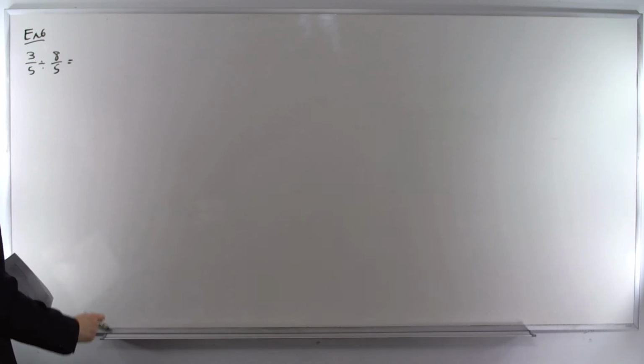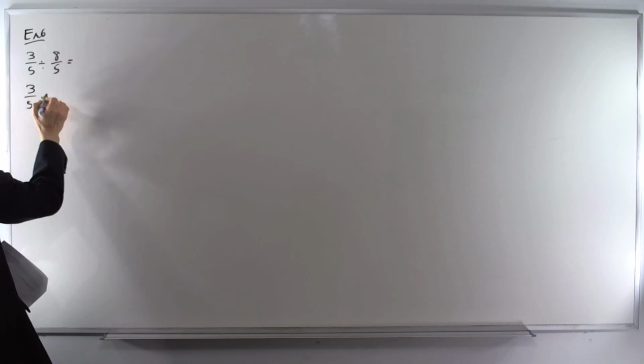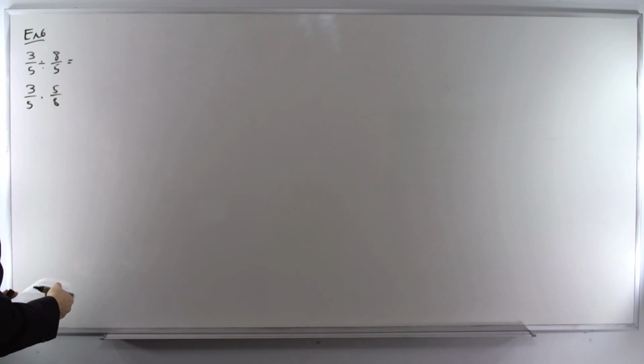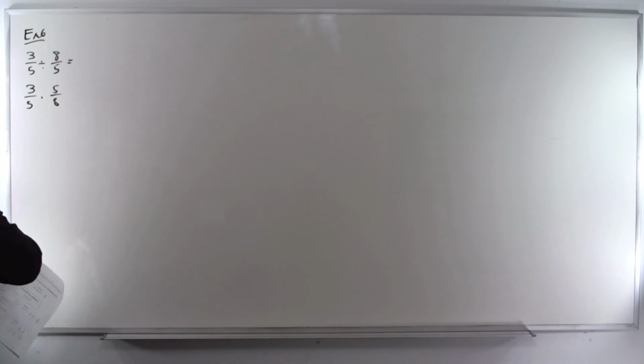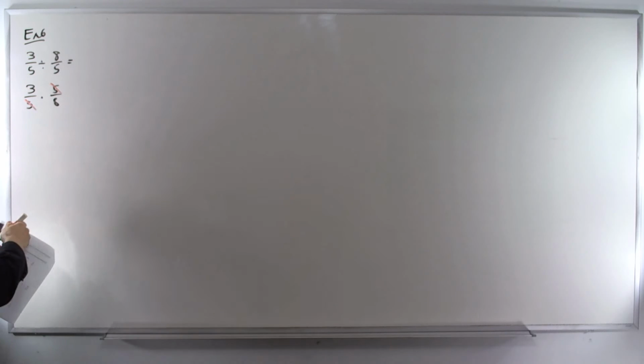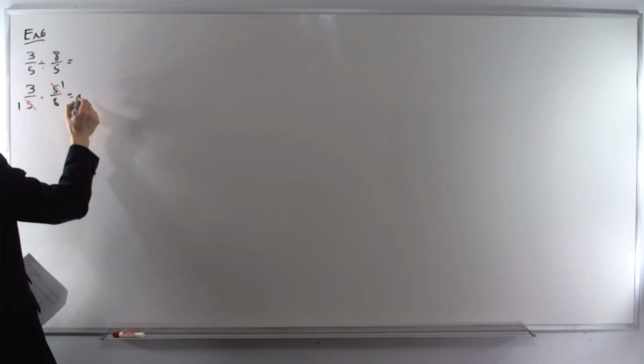Example 6. Convert to multiplication. Now we can do what we did before. Look for opportunities to cancel. Got a 5 on top, 5 on the bottom. Those are going to cancel out, turning into 1s.